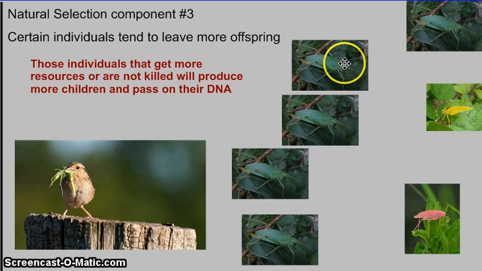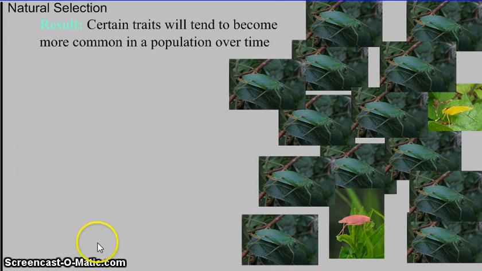Therefore, when it comes time to reproduce, there are going to be more of the green colored katydids to pass on their DNA to their children. And that leads us to the third part of natural selection, or the result of natural selection. So here we have pictures that are meant to represent the next generation.